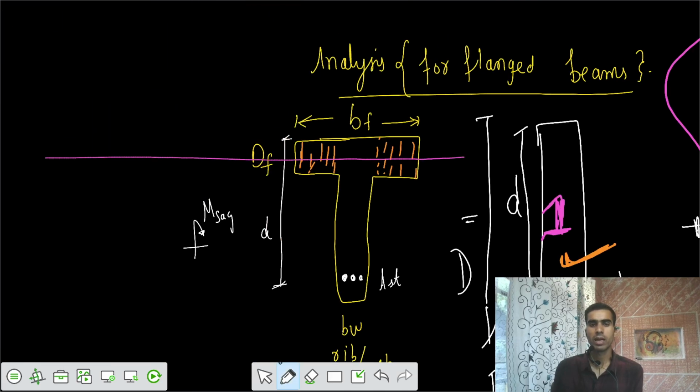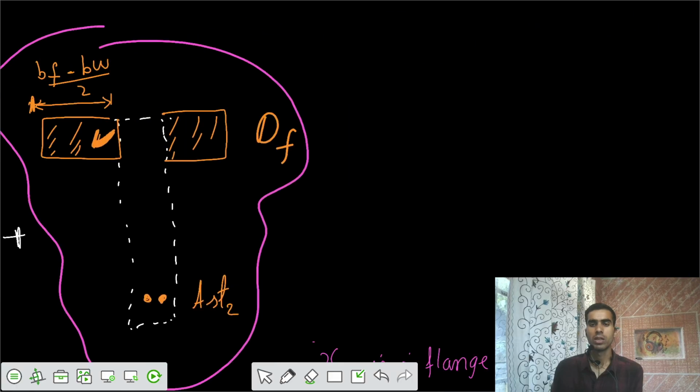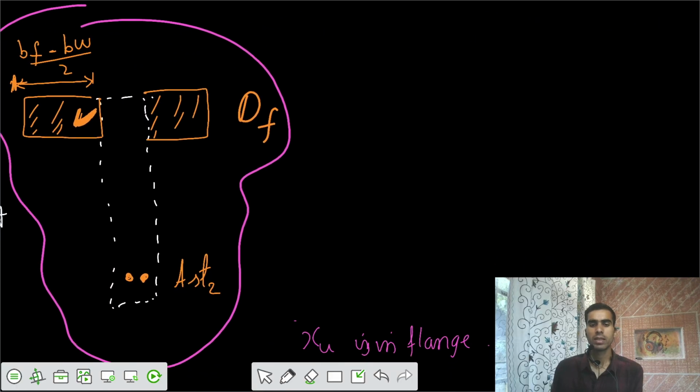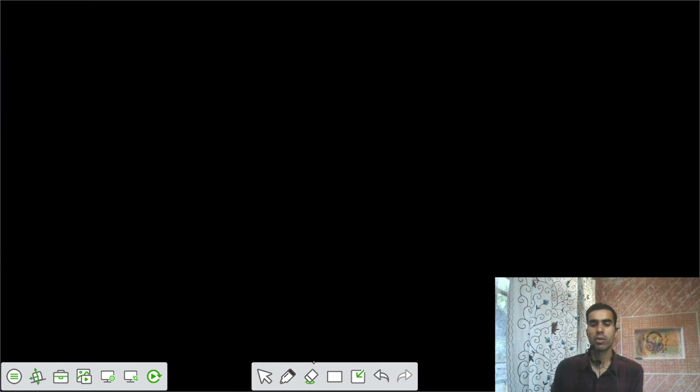So we have the neutral axis near the web portion. The strain variation would be in this fashion if the neutral axis was in the flange portion. So the first case is that the neutral axis is in the flange portion. Let's try to have that picture. If this is DF, let's make it a bigger picture so you can have a better understanding.